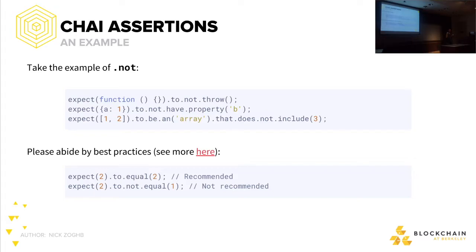So when you're expecting something to be something else, take this example right here. Instead of having to check whether it's equal to something else, you can just check whether it's not equal to something. And then this example is good. So expect 2 to not equal 1. That would be a bad way to use not, right?